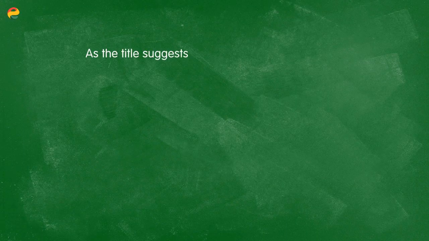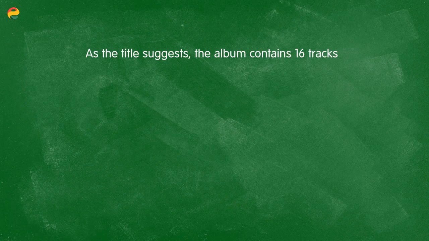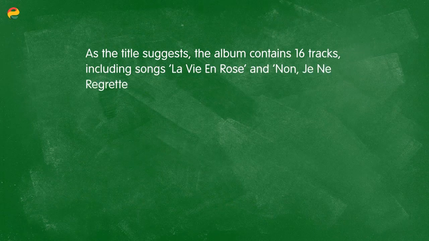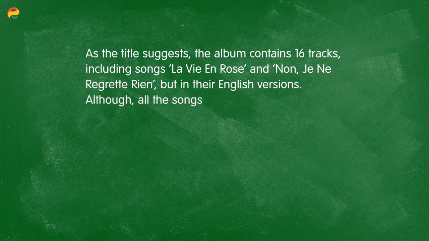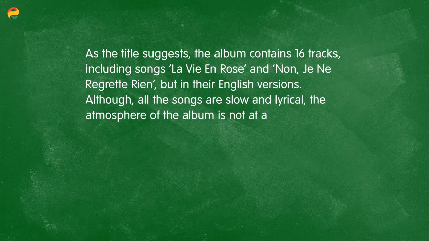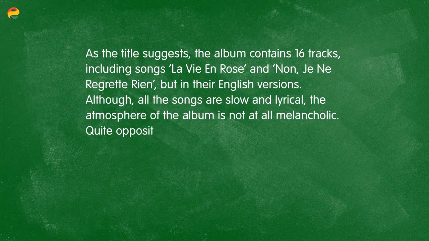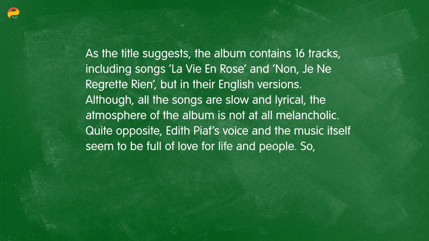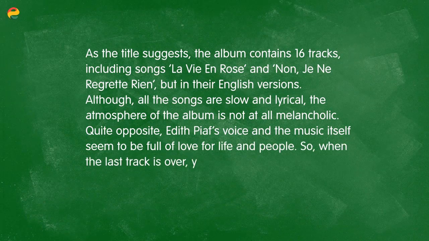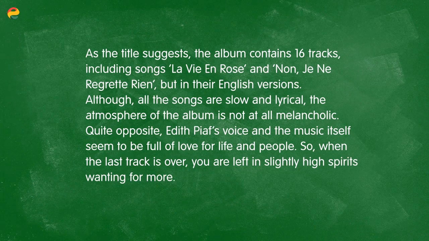As the title suggests, the album contains 16 tracks, including La Vie en Rose and Non, Je ne regrette rien, but in their English versions. Although all the songs are slow and lyrical, the atmosphere of the album is not at all melancholic. Quite the opposite. Edith Piaf's voice and the music itself seems to be full of love for life and people. So when the last track is over, you are left in slightly higher spirits, wanting for more.